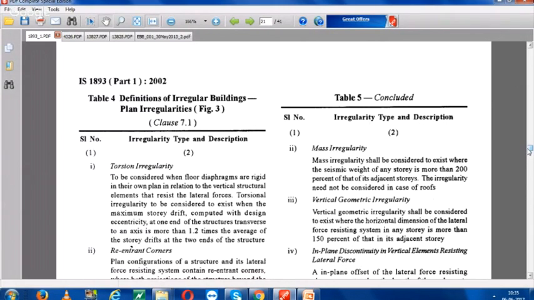Another thing is mass irregularity. Like I have told you, in case you are having large water tanks, or swimming pools on top of your building, this is called mass irregularity. If more mass is there, the inertia force is proportional to the mass of the building.